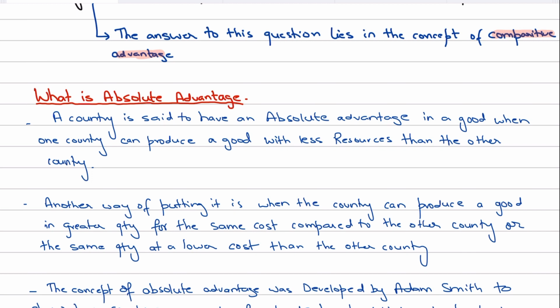Now there are two kinds of advantages in this sense, and these two advantages were given by two different economists. They showed that specializing based on both these advantages will ultimately result in gains from trade for both countries, and both countries would be better off after specialization rather than not specializing at all and producing both goods, right? So we're going to be studying absolute advantage first.